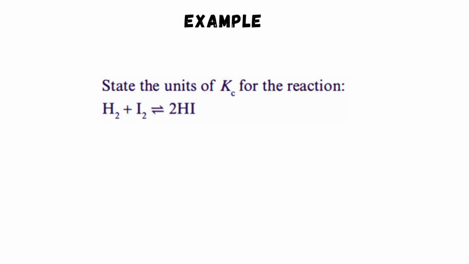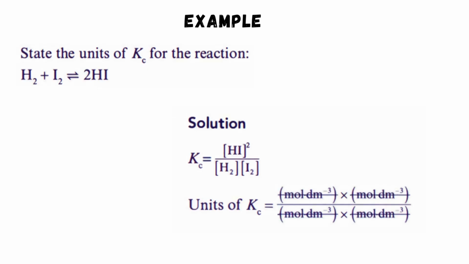State the units of Kc for this reaction. H2 plus I2 gives 2HI. And the solution is shown here. Kc equals concentration of HI squared over concentration of H2 times concentration of I2. Units of Kc: mole per dm cube times mole per dm cube over mole per dm cube times mole per dm cube. So no units for this equation.